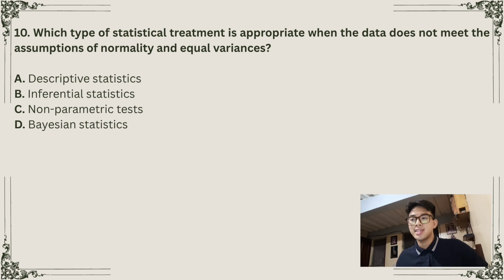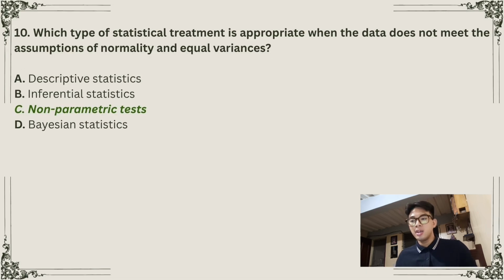On to the last item, number 10. Which type of statistical treatment is appropriate when the data does not meet the assumptions of normality and equal variance? Letter A, descriptive statistics. Letter B, inferential statistics. Letter C, non-parametric test. And letter D, Bayesian statistics. Now, if your answer is letter C, non-parametric test, then you are correct.